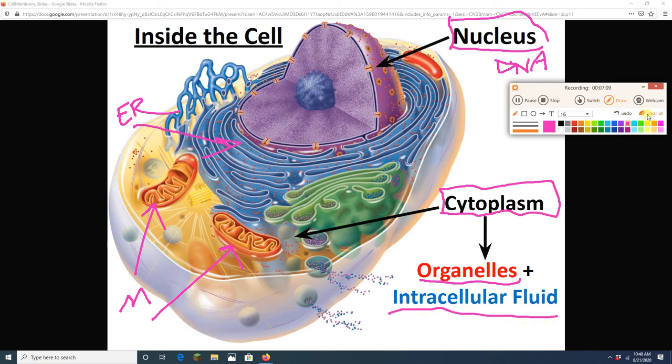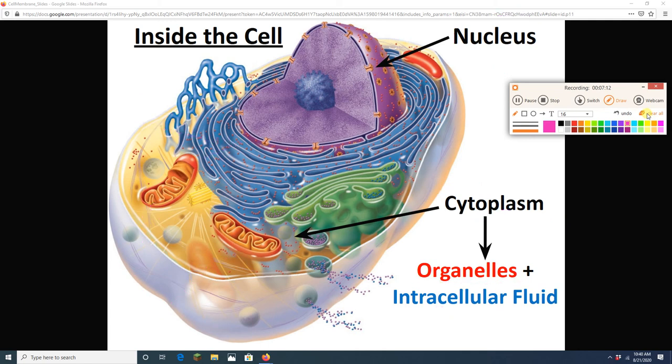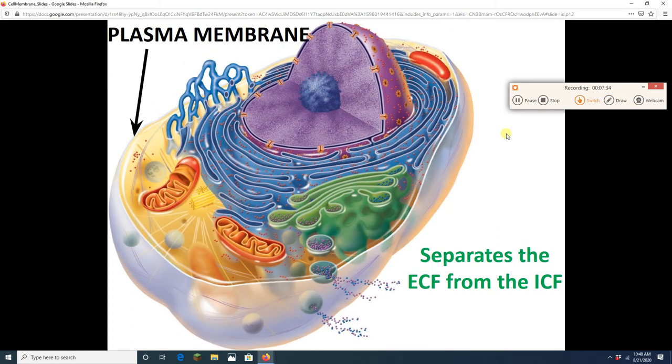Okay. What we're really interested in, as far as cells go, is homeostasis. Having the right amount of stuff on the inside and the outside. And maintaining homeostasis is going to require the movement of stuff in and out. In order to move stuff in and out, we're going to have to talk about the plasma membrane, also known as the cell membrane. Plasma membrane, same thing. And its basic job is to separate your extracellular and your intracellular fluid.